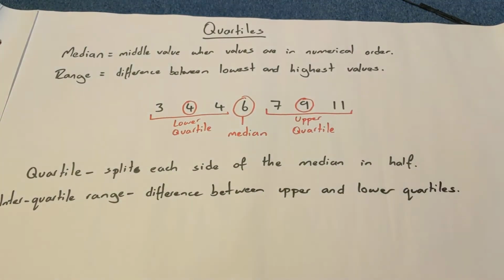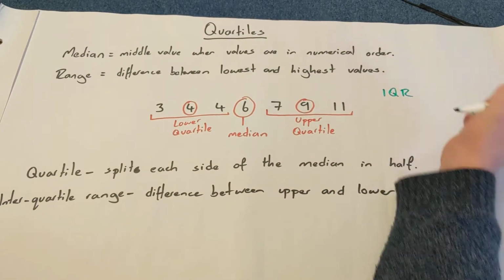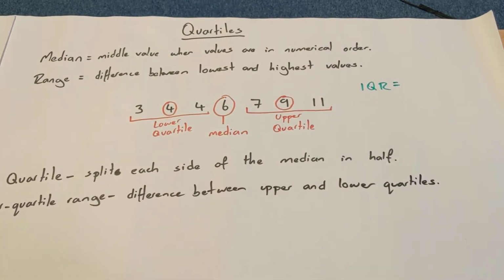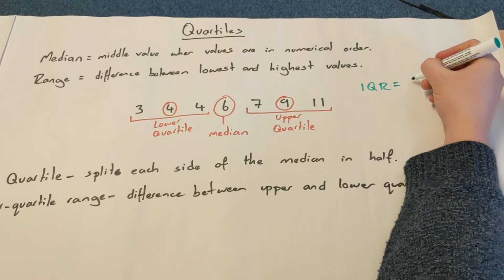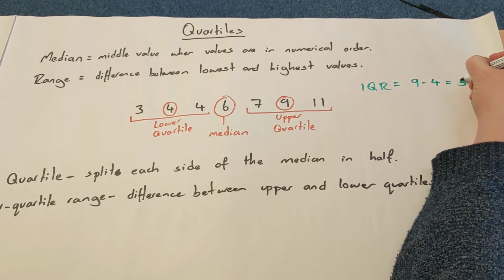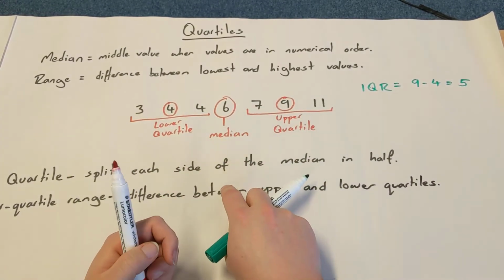So for this example here, the interquartile range, I'm just going to write IQR because I can't be bothered to write it out. The interquartile range is going to be 9 take away 4. 9 take away 4 equals 5. And so that's giving you a bit of an idea of the spread of the data.